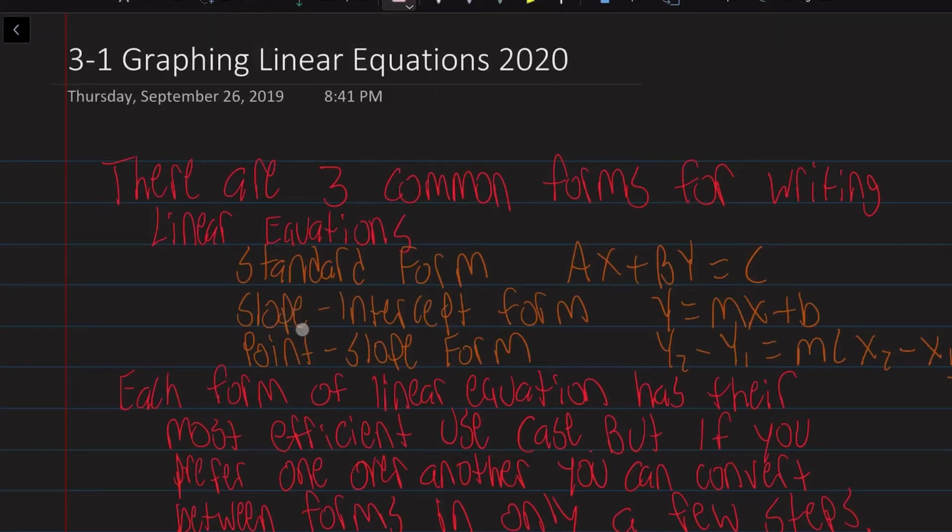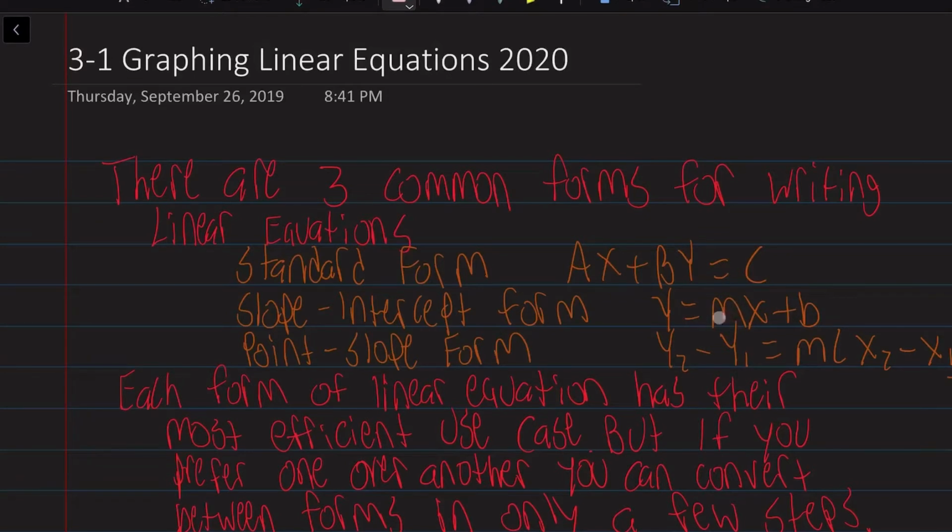Slope-intercept form is the way that you're used to seeing it. This is the way that is most commonly taught first with equations, and it has y on its own. y is equal to m times x plus b.